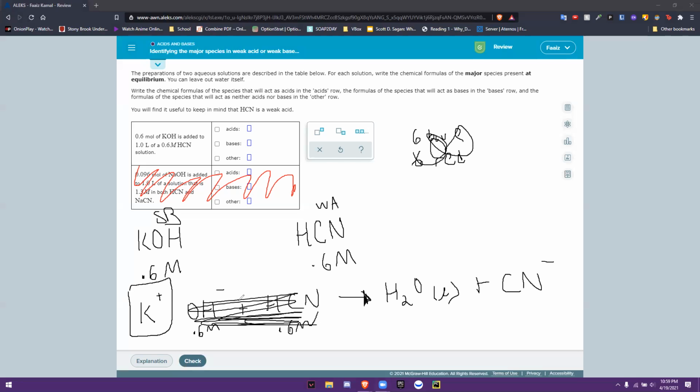So what you're left with is, first, you're left with the CN minus that got produced from this OH minus and the HCN. And then you also have your lone spectator ion from the beginning, which didn't do anything in the reaction. All right, so since this is a weak base and this is just an ion, this would be considered other, and that would be considered base. So right here, you'd put in CN minus and K plus.